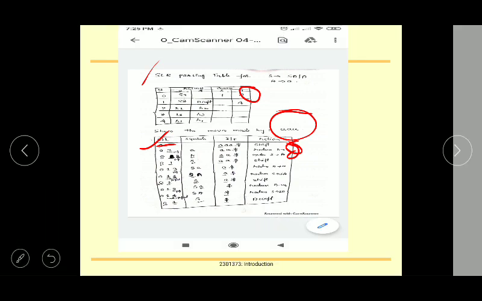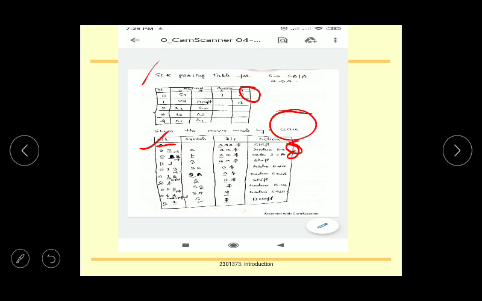Now 0 on S. See the right mark. 0 on S is 1. So I wrote 1. This step is completed. Reduce action is completed. Now what to do? 1 on A is shift 3. So I wrote 3.